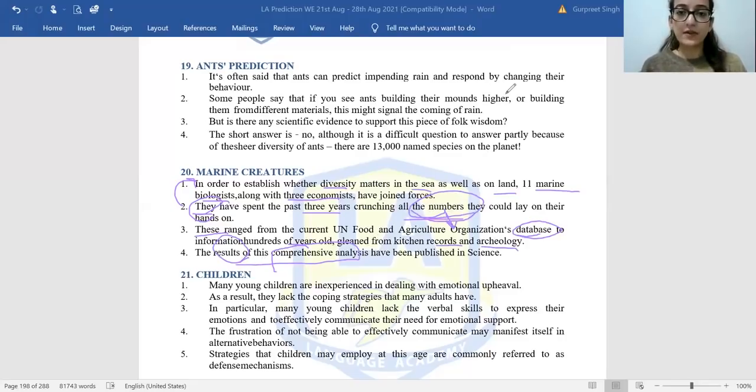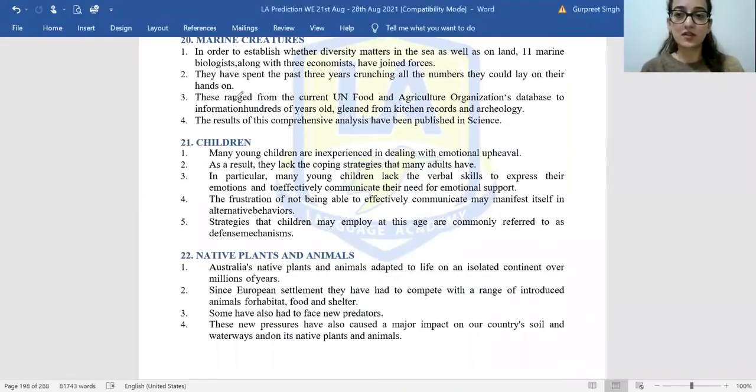All right. All right. Zooming. So the next one, 21.